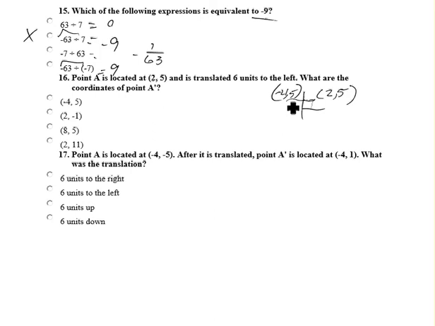Okay. What are the coordinates? Oh, point A prime. Negative 4, 5. That's what I just did. And the difference is the y doesn't change because we're just going to the left. And 2 minus 6 is negative 4. All right, point A is located at negative 4, negative 5. After it's translated, point A prime is located at negative 4, 1. So now it was down here, negative 4, negative 5. And it ends up at negative 4, 1.